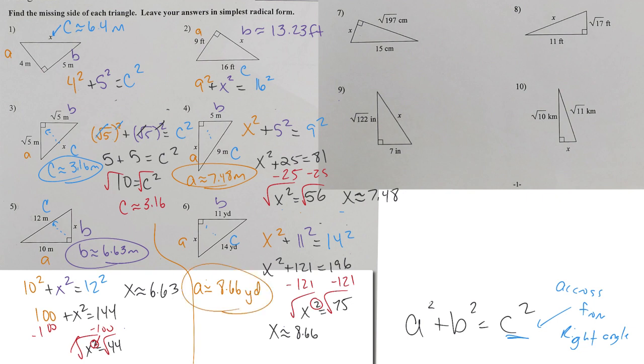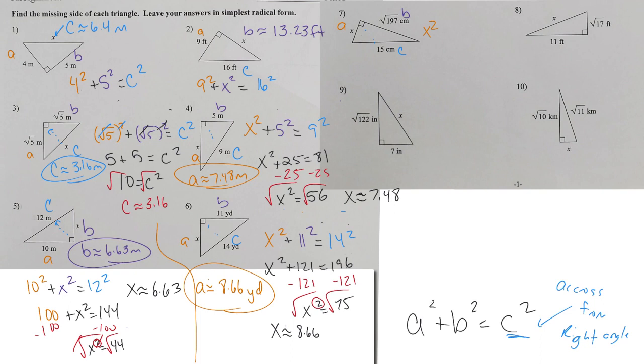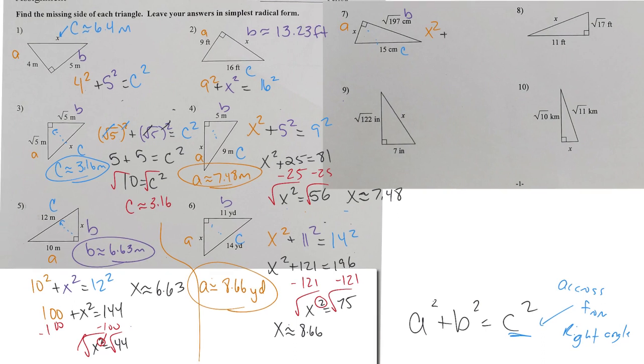That's it. I'm going to go on to 7, the exact same concept. So once again, for 7, C is across from 90, so that's my 15. A we'll call X, B we will call the square root of 197. So I set it up. X squared plus the square root of 197 squared equals 15 squared. Now I'm going to evaluate.